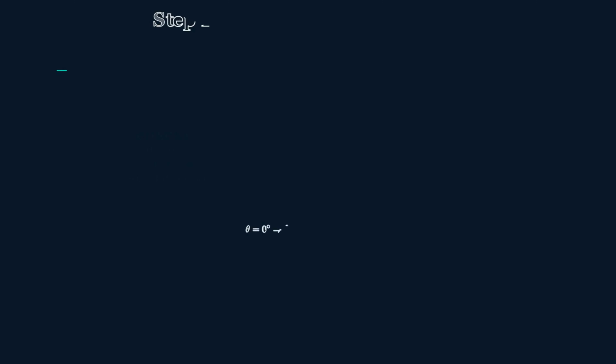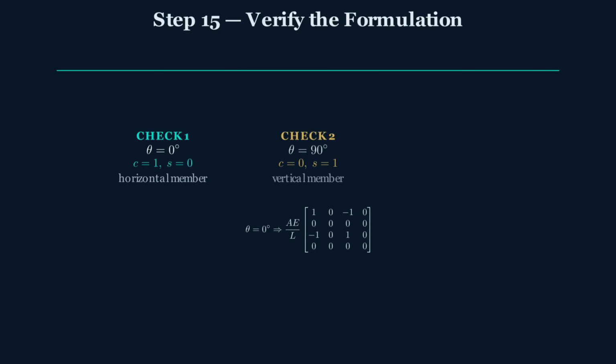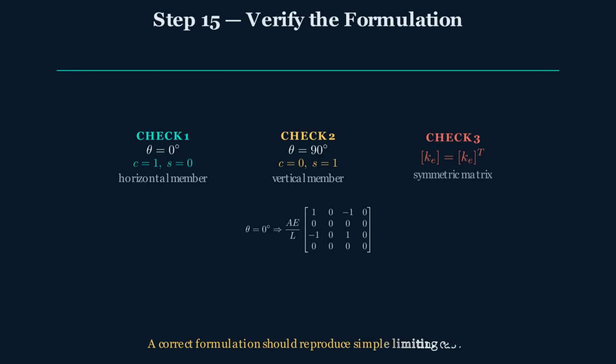A good finite element formulation should pass simple physical checks. For a horizontal member, theta is 0, c is 1 and s is 0. The matrix therefore reduces to the familiar one-dimensional axial behavior in the horizontal direction. For a vertical member, theta is 90 degrees, c is 0 and s is 1. The stiffness contribution moves to the vertical direction. Finally, the stiffness matrix is symmetric. This is an important property of the linear elastic element formulation.